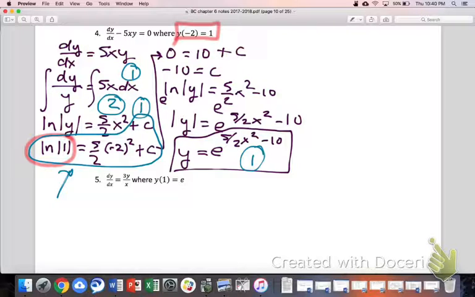Don't skip steps and do arithmetic in your head. Show where you have plugged in that initial condition. Beyond that, of course, you can do arithmetic fairly quickly, like I did, but you want to show that step where you've applied that initial condition. All right, let's move on to number 5.